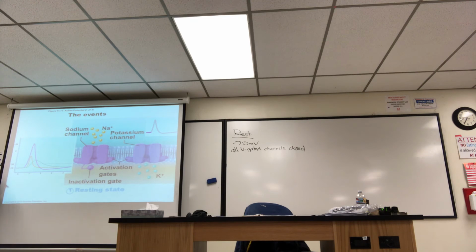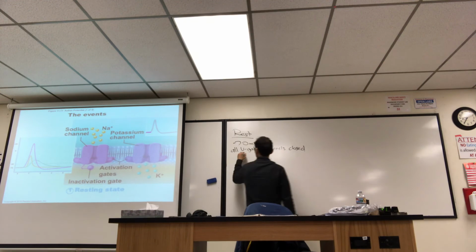Now, for something to happen, you have to reach threshold. They set it at, I don't know if you can see this number, -55. See this dotted line? That's what they set as your threshold potential. You must reach it to get the big spike. Remember, we're saying that that's the graded potentials.